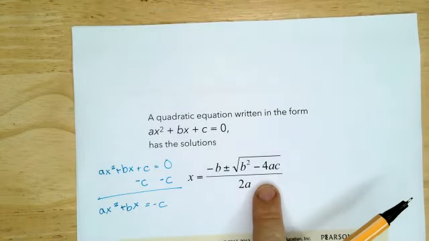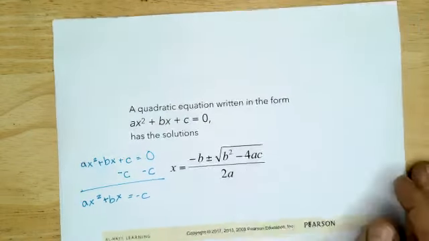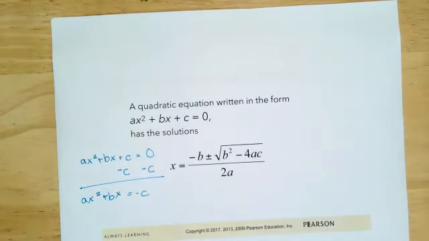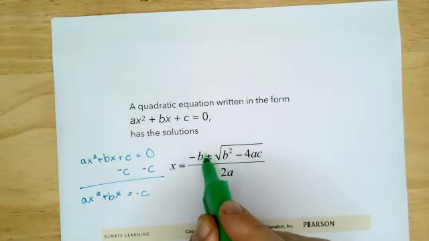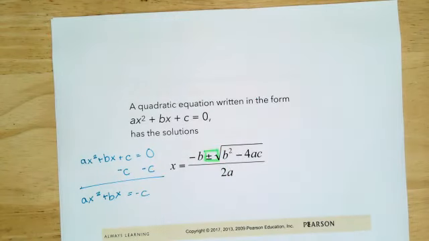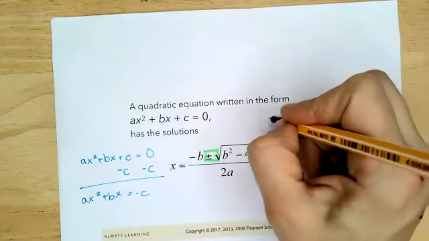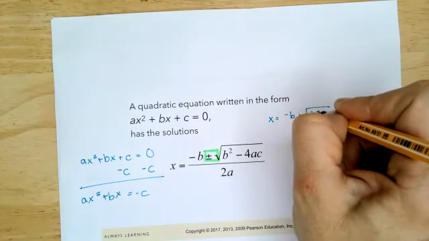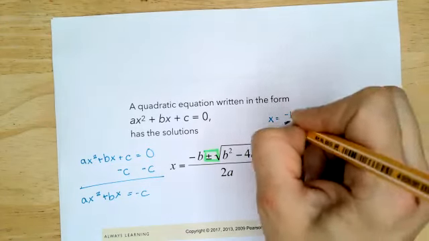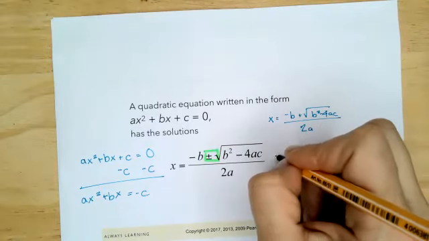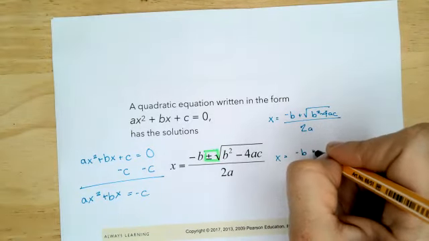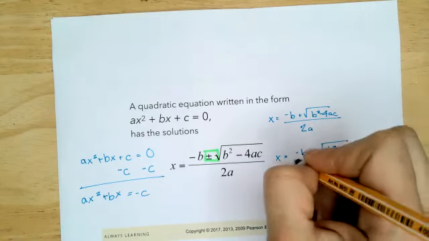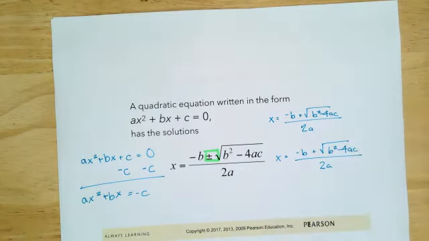So that's what they did. They did it for us. We don't have to do it. We can not do it. And what this means right here is that there are 2 possible answers, right? So x is -b plus the square root of b squared minus 4 times a times c over 2a, and x is equal to -b minus the square root of b squared minus 4 times a times c over 2a.